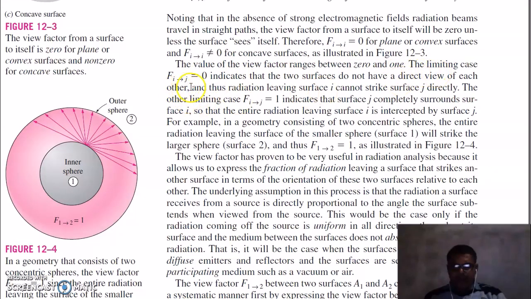The limiting case where Fij is 0 means that the two surfaces do not have any direct view of each other, and thus radiation leaving surface i cannot strike j directly. The other limiting case is Fij equal to 1, which indicates that surface j completely surrounds surface i. You can see here, this is one surface, this is the second. Surface 2 is surrounding surface 1, so the radiation emitted by 1 will be received by the second surface completely.